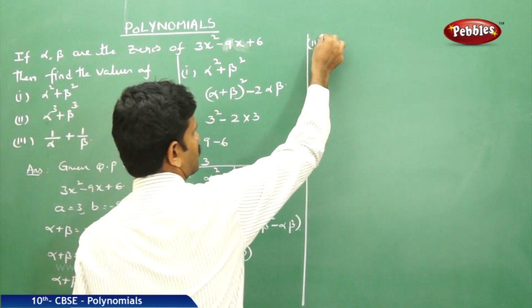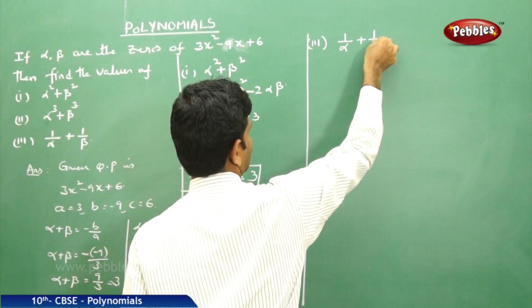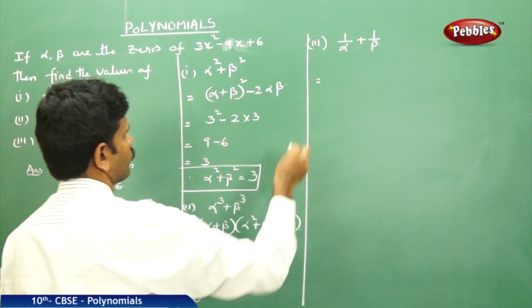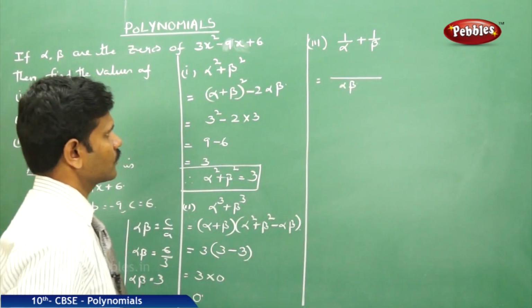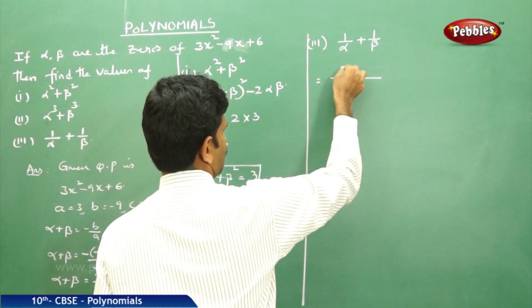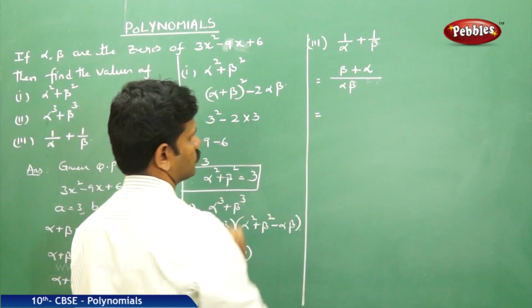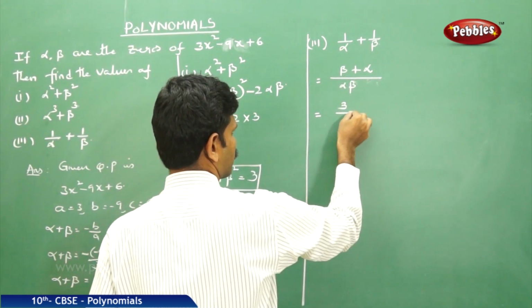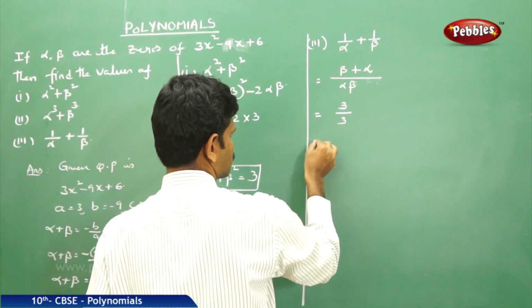Next, come to option number 3, 1 by alpha plus 1 by beta, that is equal to, LCM is alpha beta, so beta plus alpha, that is equal to beta plus alpha, nothing but 3, by alpha beta value, which is also 3, which gives you 1.